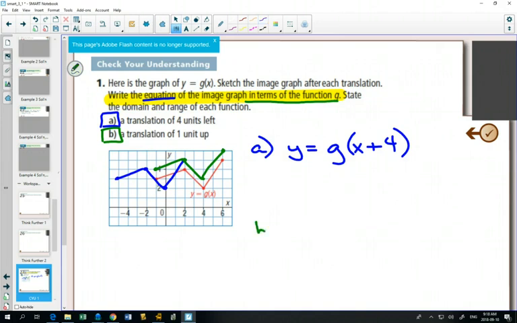Same thing in part B. In terms of the function g, here we've moved it up 1 unit. It's an equation, so we'll have y equals, and up happens outside of the function. So we would have our function g of x, and then we would show plus 1 afterwards.